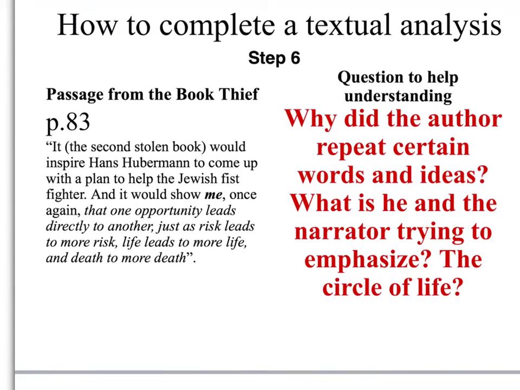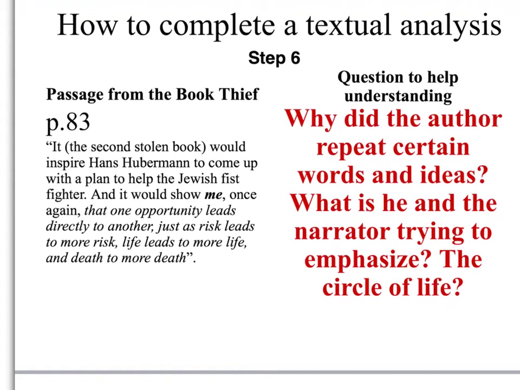This is from page 83, and it says, "It, the second stolen book, would inspire Hans Huberman to come up with a plan to help the Jewish fist fighter, and it would show me, once again, that one opportunity leads directly to another, just as risk leads to more risk, life leads to more life, and death to more death."